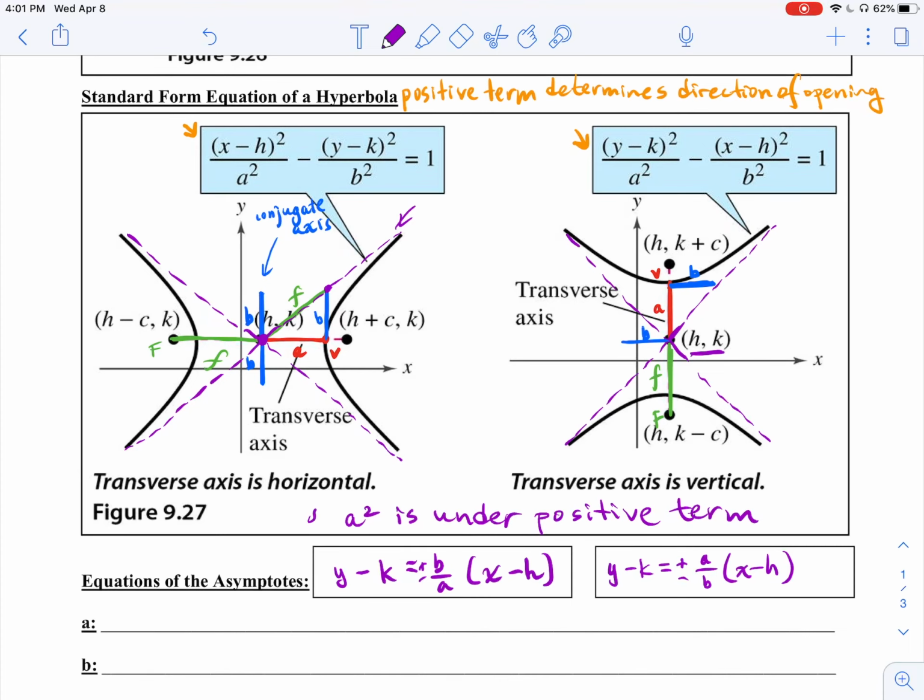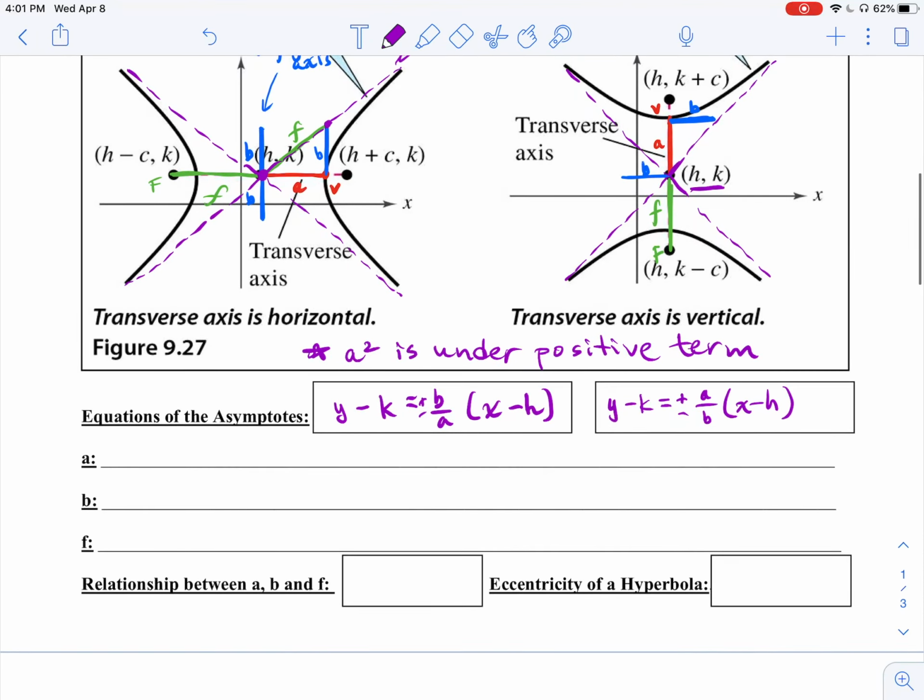I'm going to go ahead and write that down. Our a squared is always underneath our positive term. And that makes sense if you think about it. Now, just to recap a couple of quick definitions, and you could pause the video and write these on your own if you'd like, but I'll just jot them down here. Our a value is the distance from our center to each vertex.